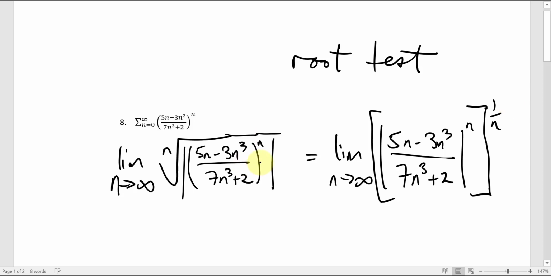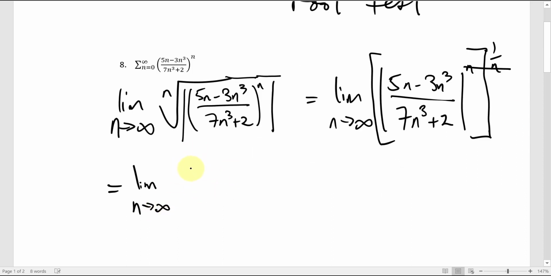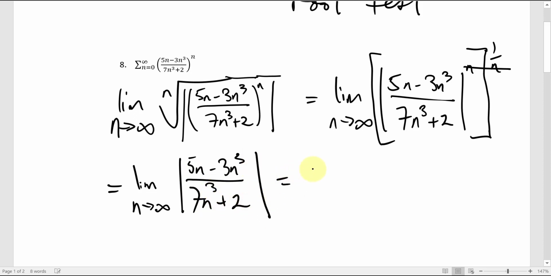It's basically like that. I've just taken the absolute value inside of that exponent, and I've written this nth root as a power 1 over n so that I can do that. They cancel. So it's the limit as n goes to infinity of the absolute value of 5n minus 3n cubed over 7n cubed plus 2. This has been a homework problem that I've used a lot, and a lot of people miss this because they don't pay attention to the absolute value and they end up with negative 3 over 7. That's not the limit. The limit is positive 3 over 7.